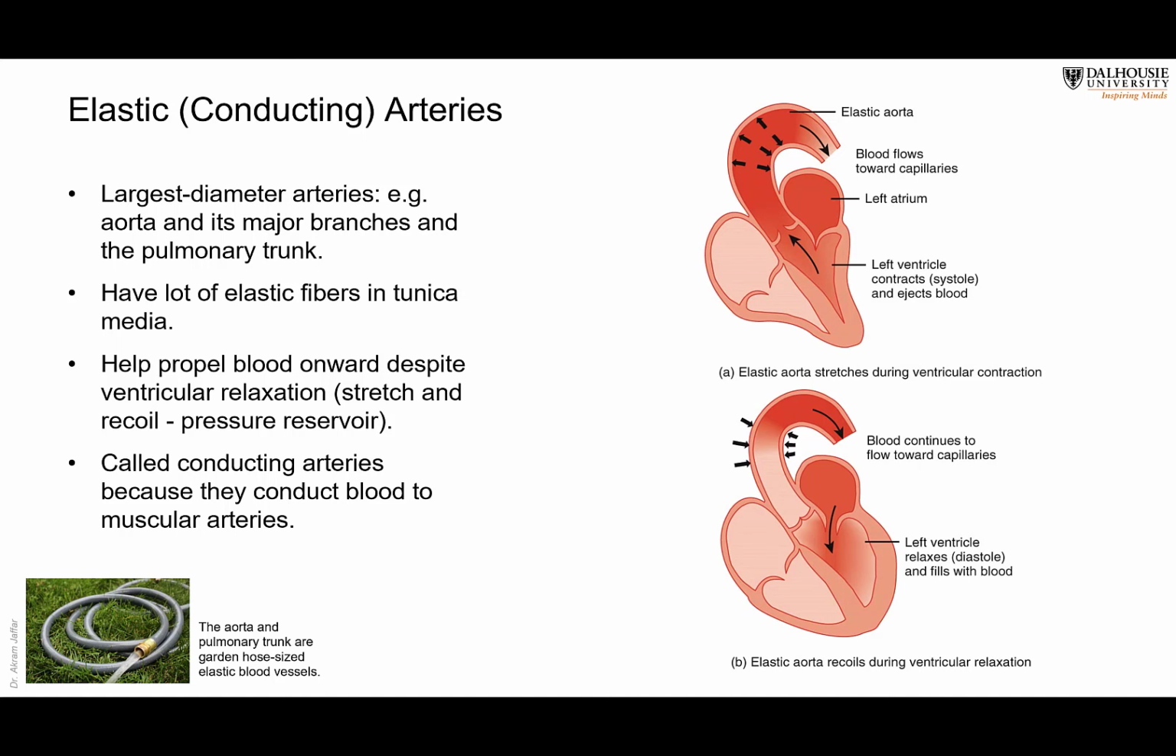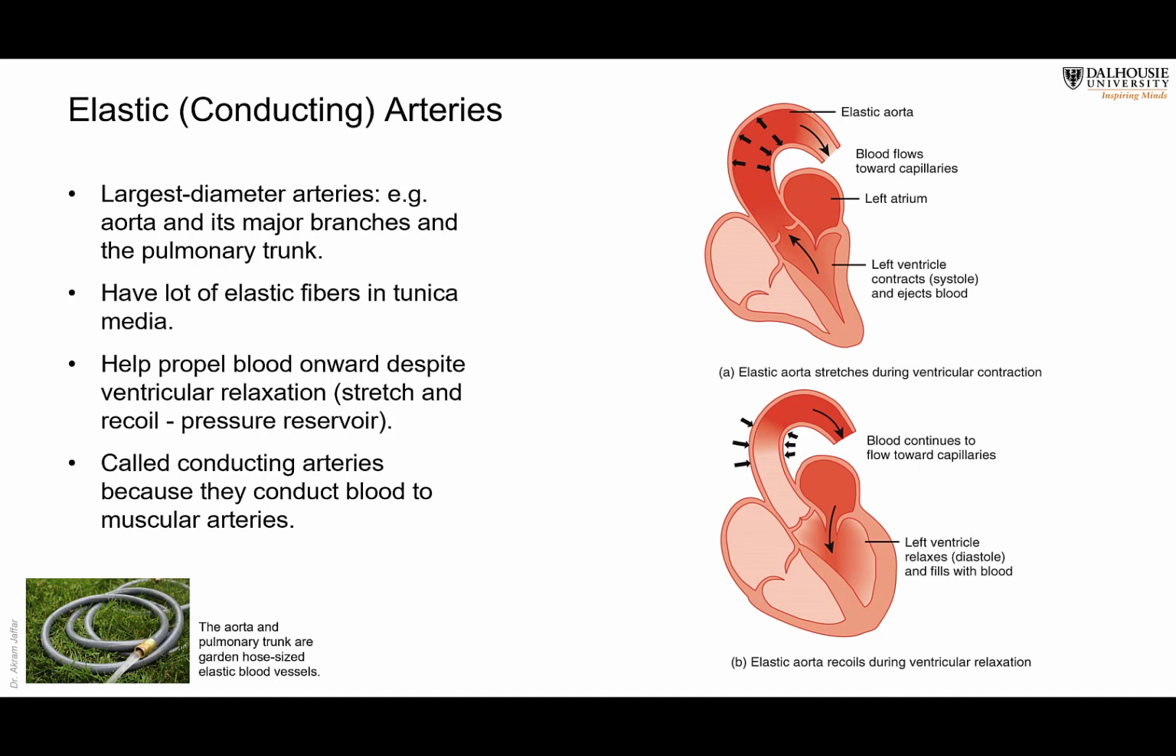They are so big in size. If you want to imagine them, they are actually the size of a garden hose. So that's the size of the pulmonary trunk as it arises from the right ventricle, and the size of the aorta down to the abdominal aorta. It is so big. And these arteries have more elastic fibers in the tunica media.